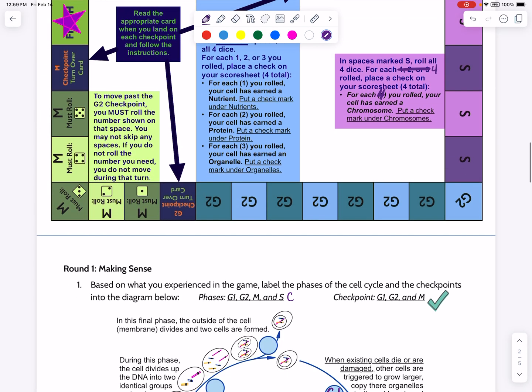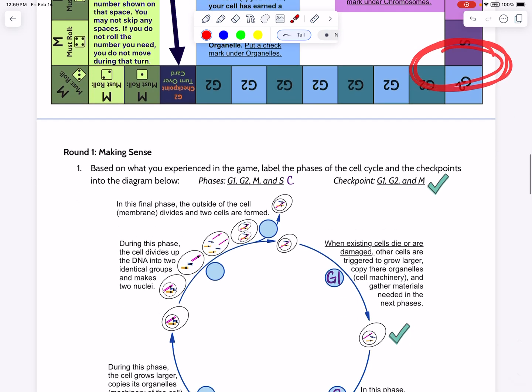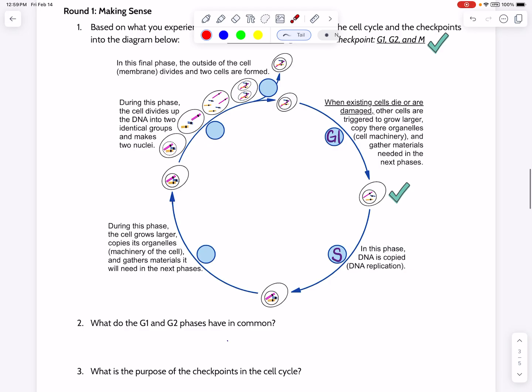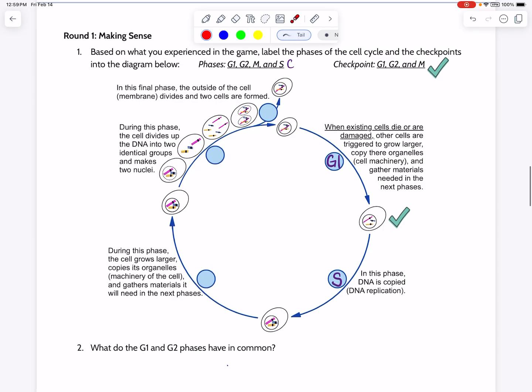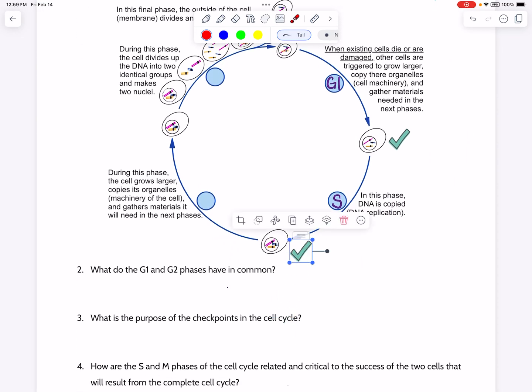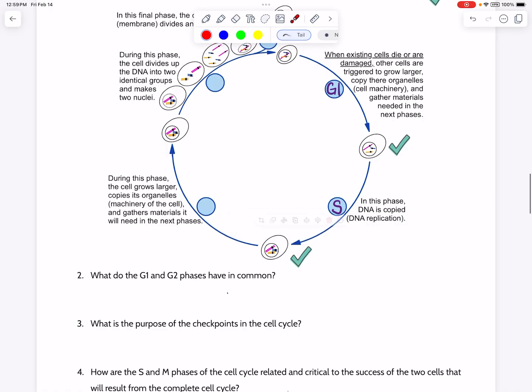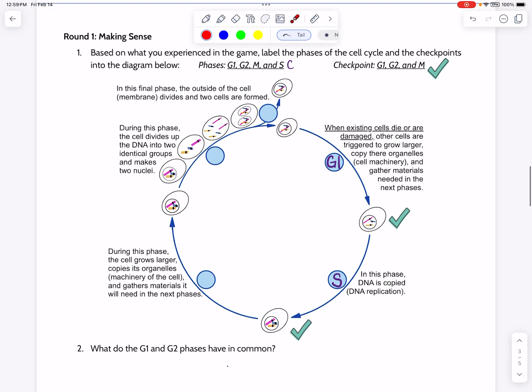After the S phase, notice how on our game board there was no checkpoint right here. There actually is really a checkpoint there. It's just not really well represented in the game. And that's another spot that P53 can act. Because it wasn't represented in our game, you don't have to, but if you wanted to, you could add another checkpoint actually right there. I think in future versions of the game, the instructors will modify that.